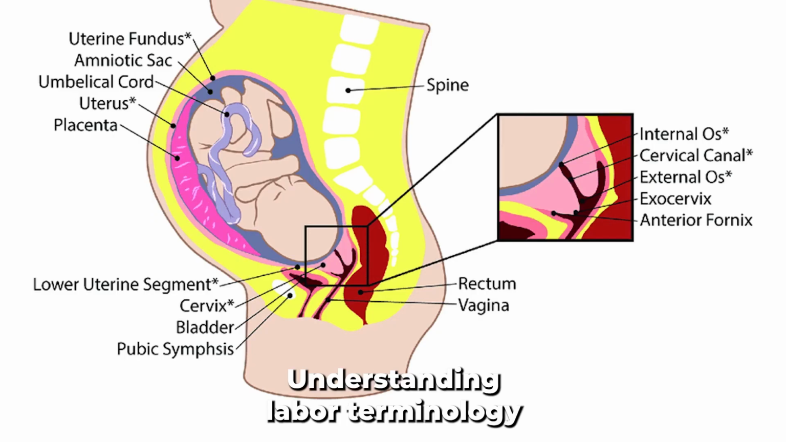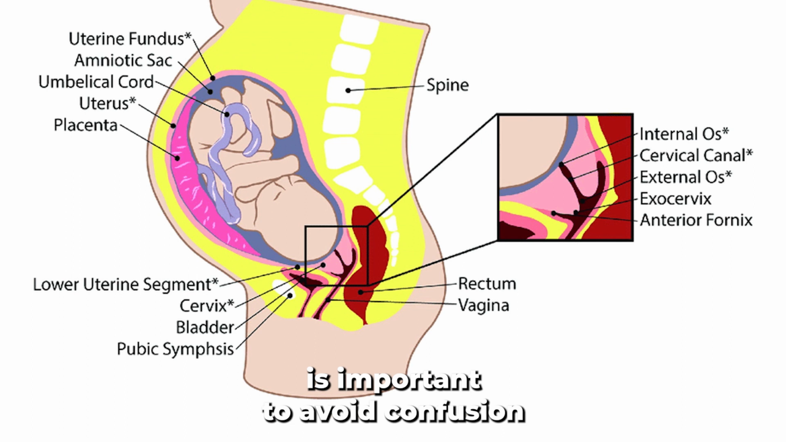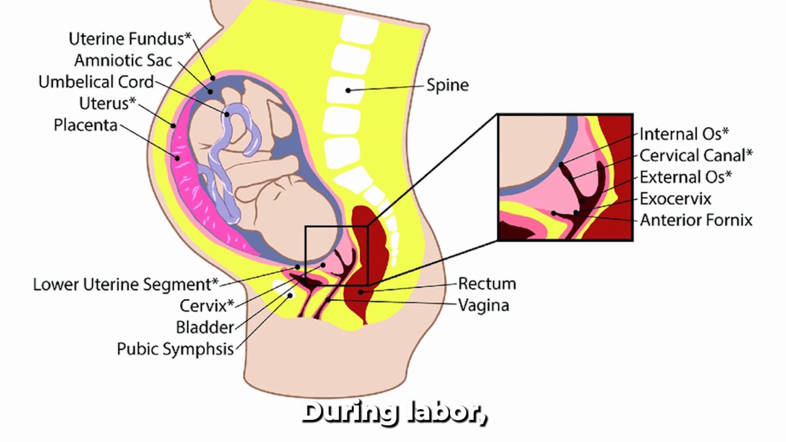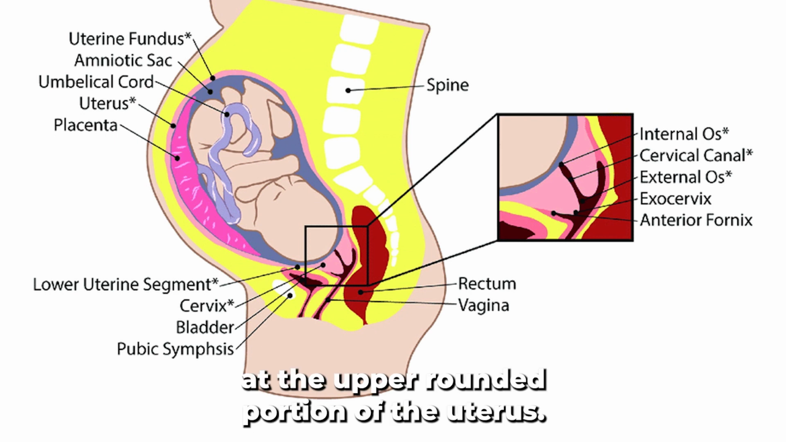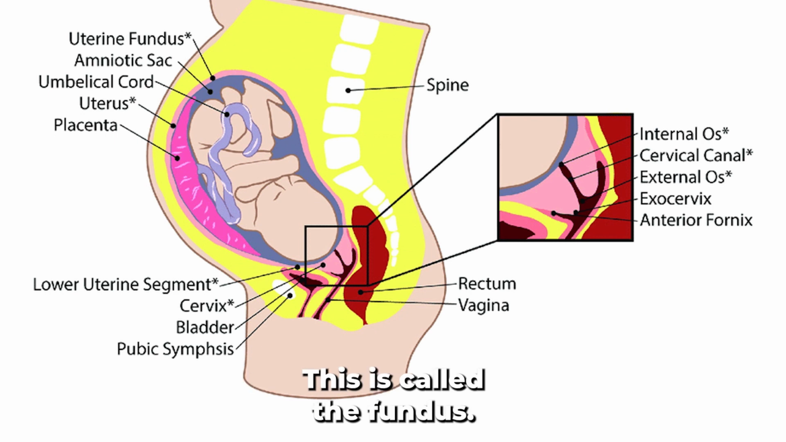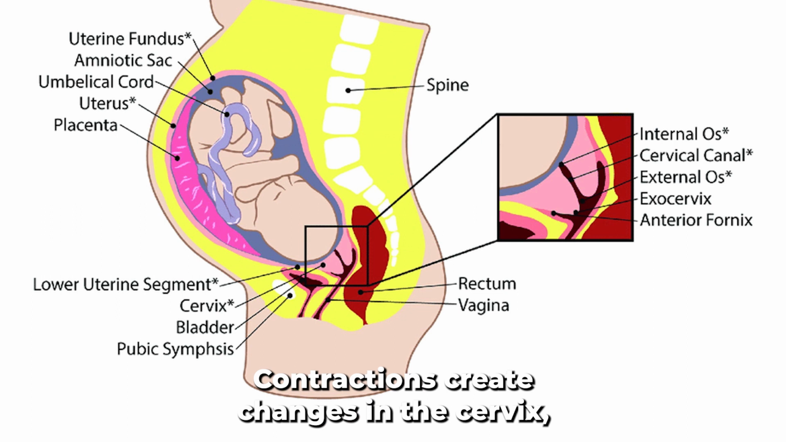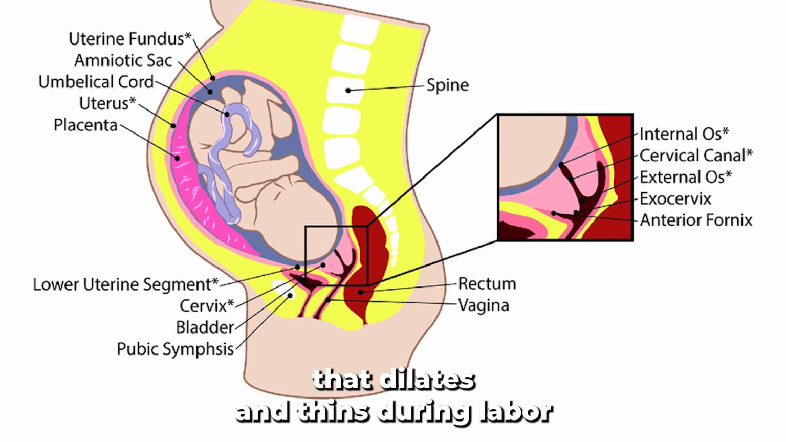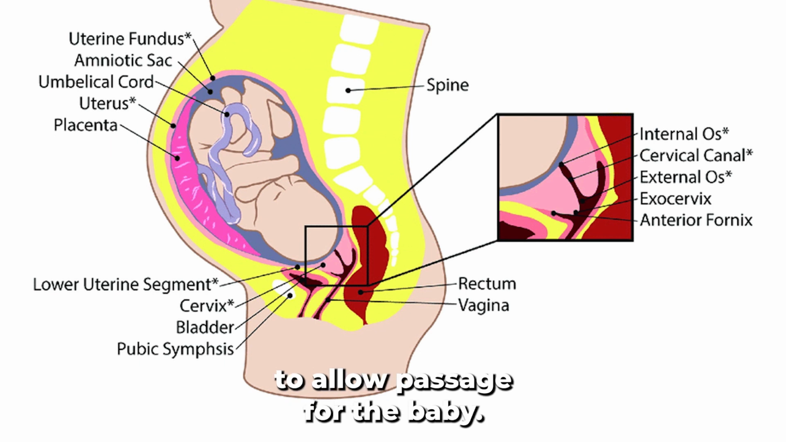Understanding labor terminology is important to avoid confusion and anxiety during delivery. Uterine muscles are just like any other muscle in the body. They tighten and contract. During labor, contractions usually start at the upper rounded portion of the uterus. This is called the fundus. Contractions create changes in the cervix, which is the neck-like lower part of the uterus that dilates and thins during labor to allow passage for the baby.